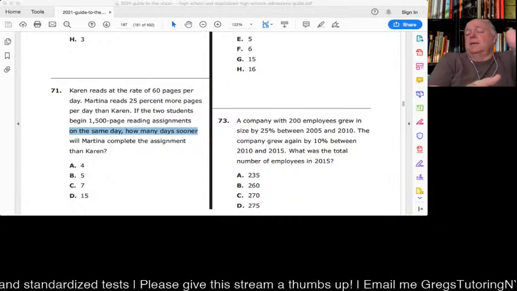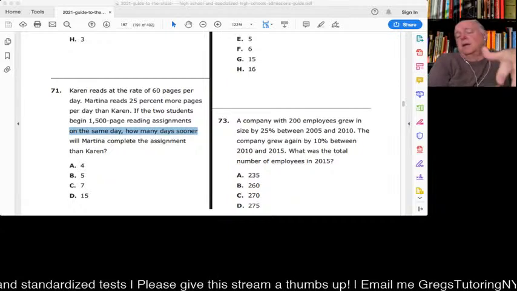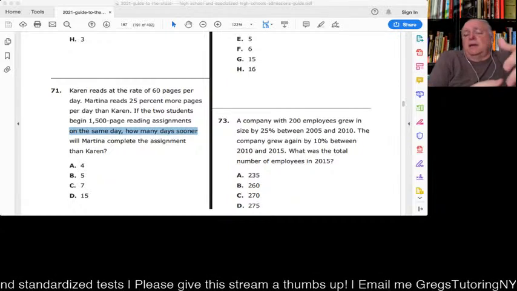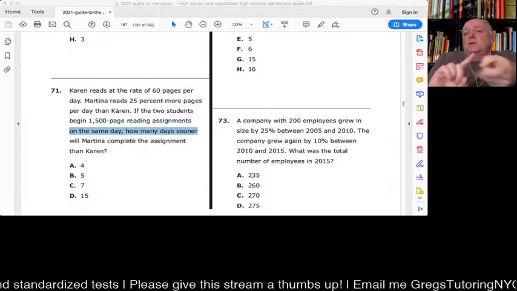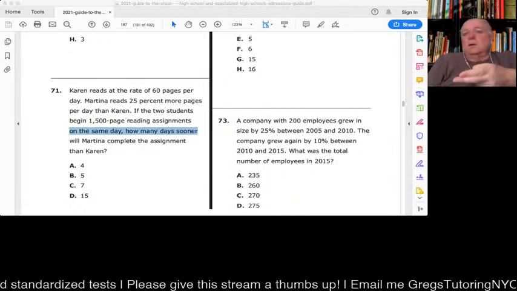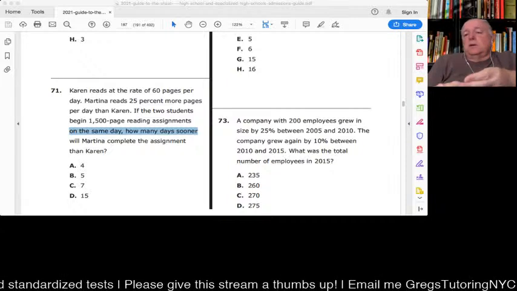The second part's about revising and editing, sentence structure, and sequencing and things like that. And then there's all the math stuff. You should know grade 5 math. You should know grade 6 math. You should know grade 7 math, and so on.